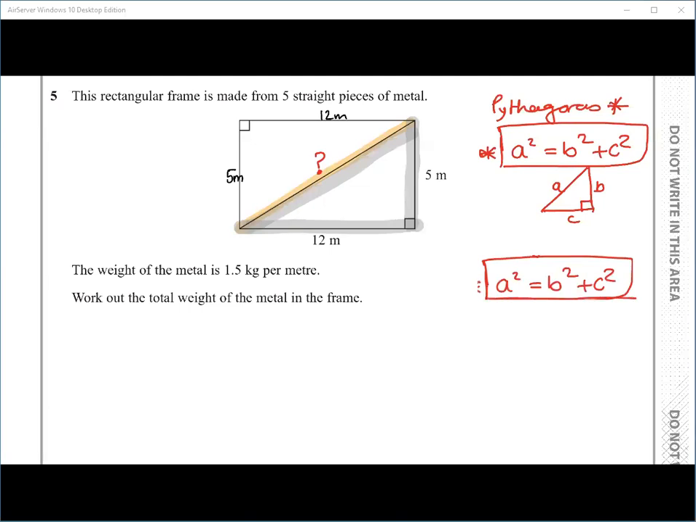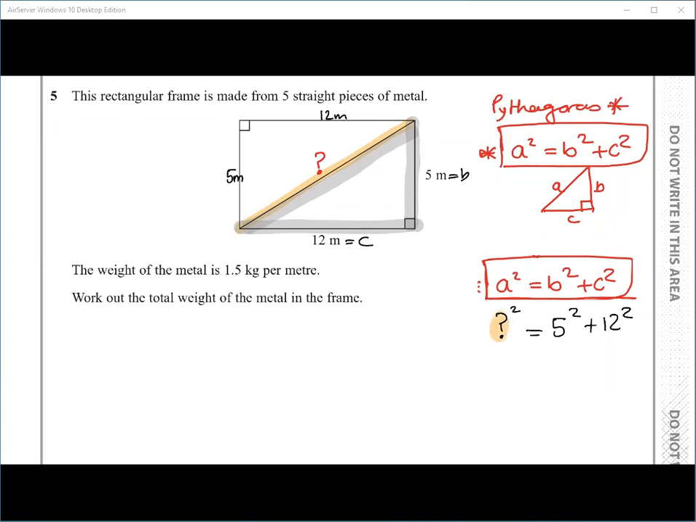Okay, so what's my a? The a is the question mark. So question mark squared is equal to the b and the c. We can call this b and call this c. It doesn't matter which one you call which. That's your own choice. For the moment, b is 5. So 5 squared plus 12 squared.